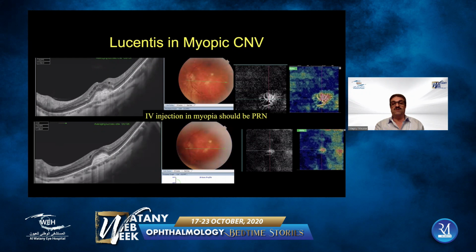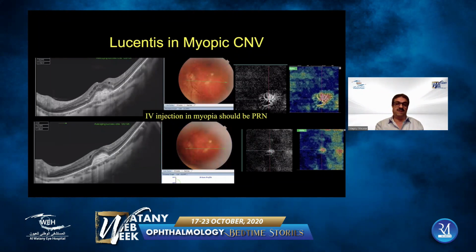As I said, it has to be treated PRN from the beginning, one injection at a time. Some of the patients need only one injection, some of them need two, and then you follow up this patient for years and you find out that they will never need another injection. So again, myopic CNV is completely different.